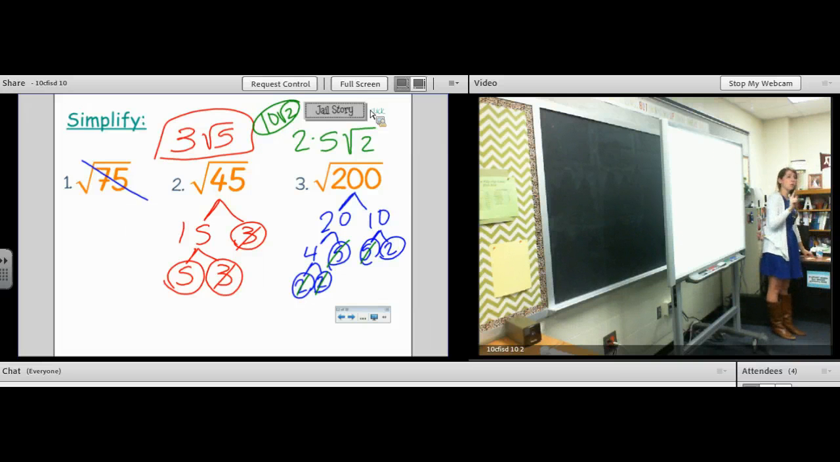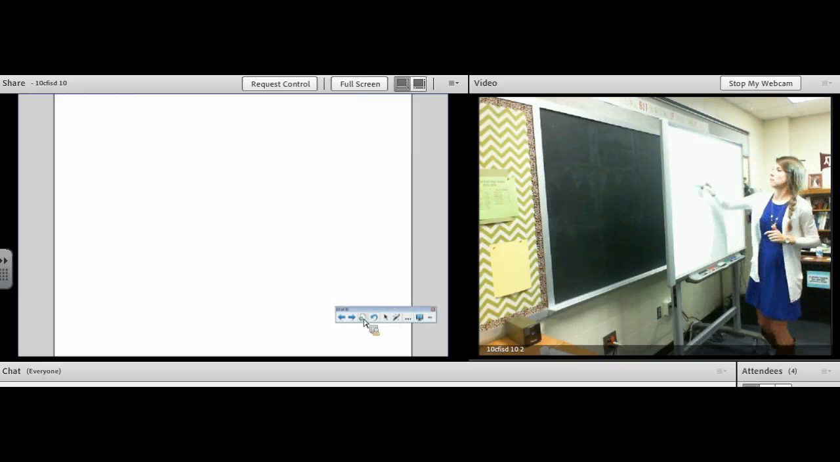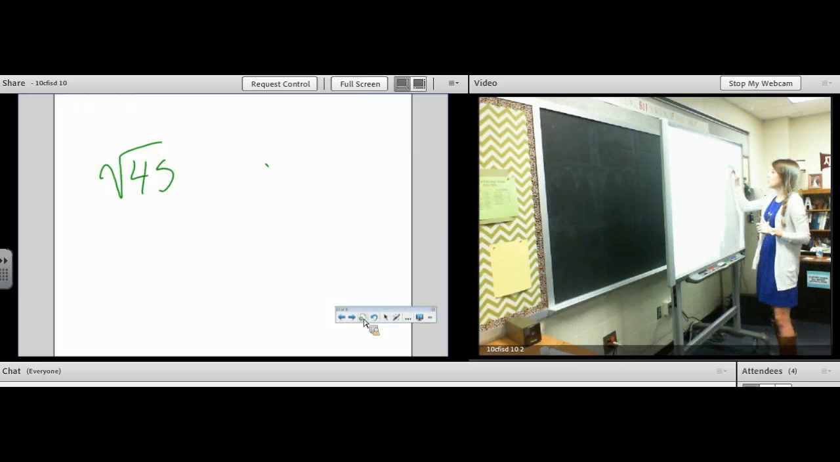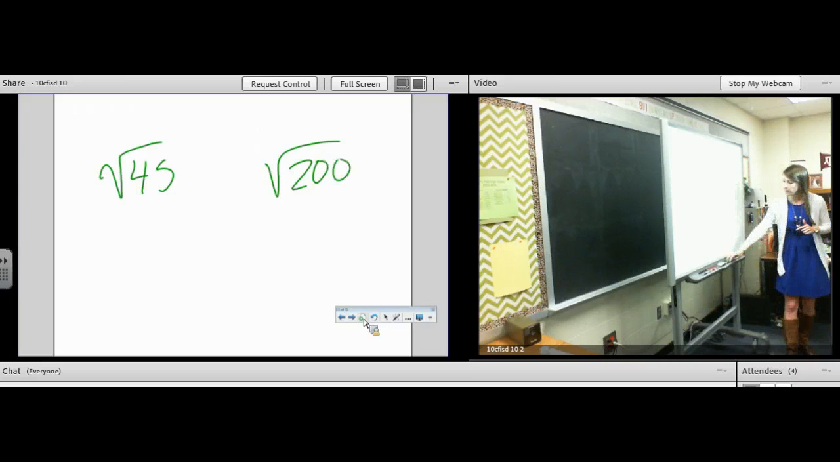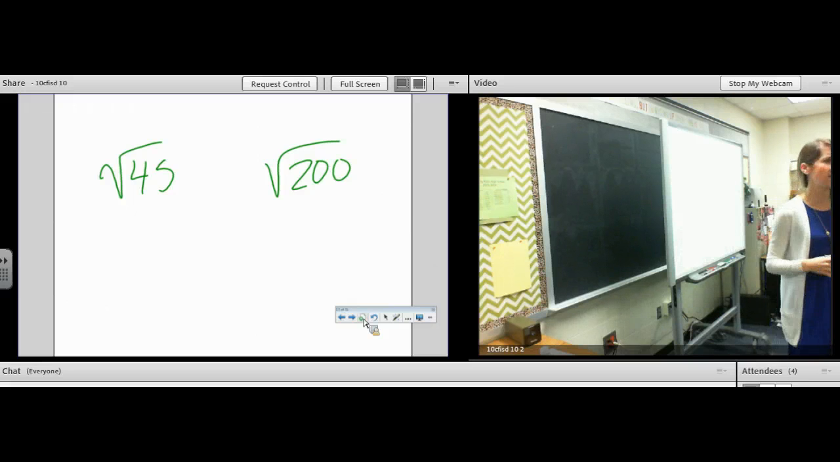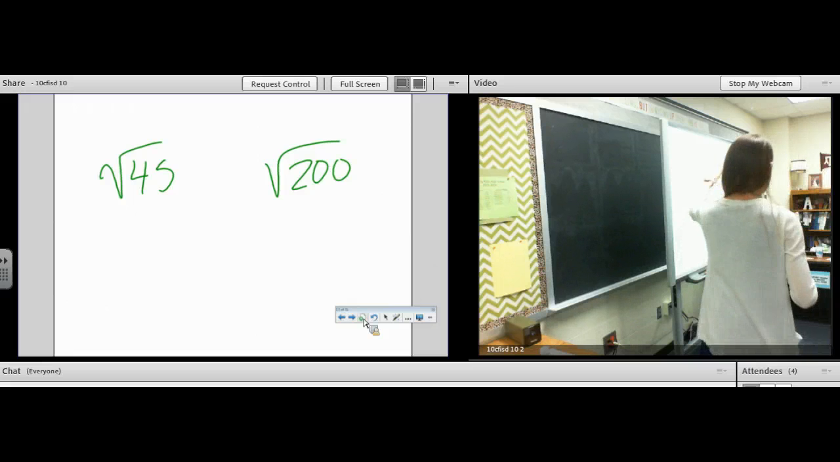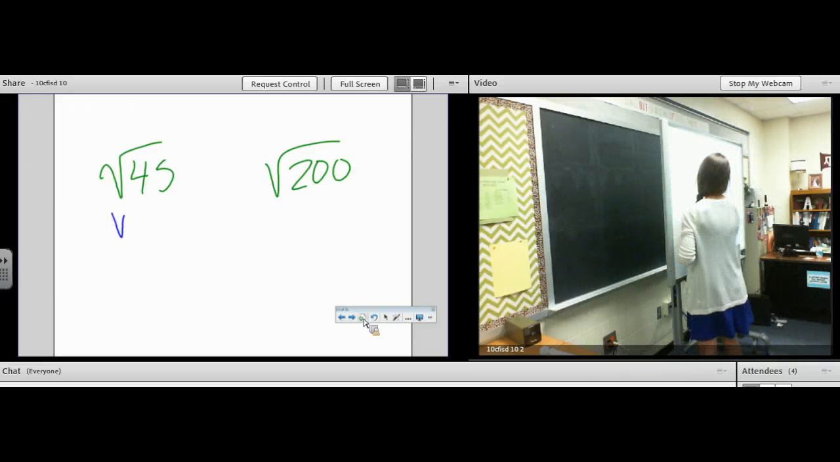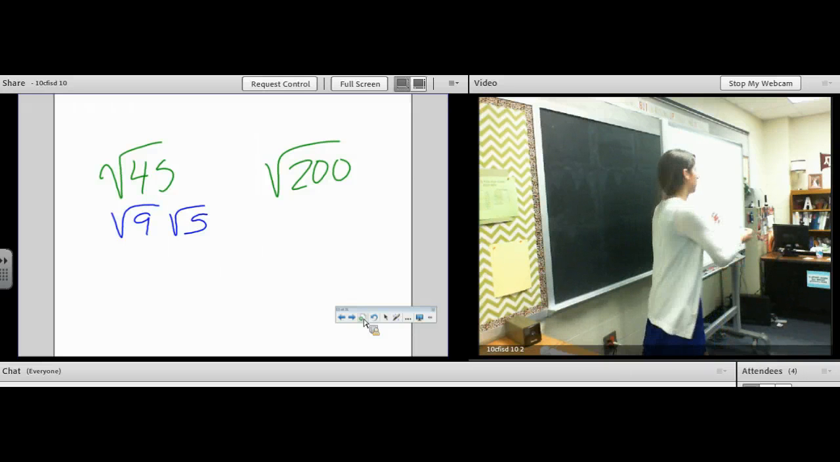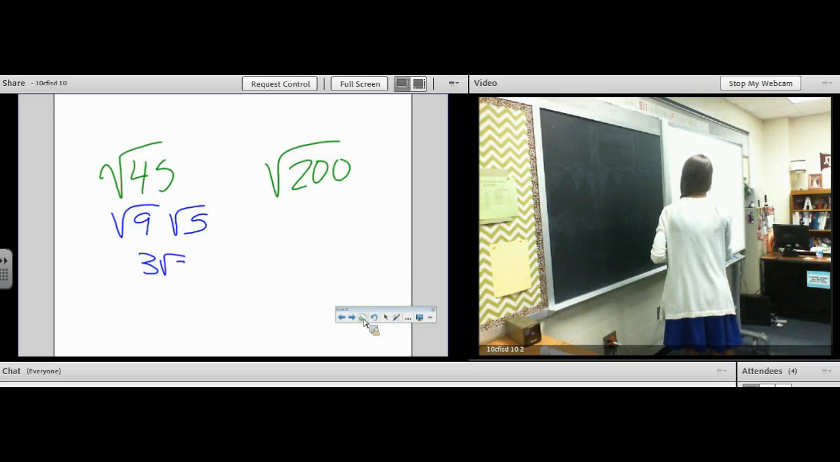Let me show you one more way to do this. This is the only time I'm going to show you, but if you like this way better, you need to do it this way every time. Okay, 45 and 200. If you know your perfect squares really well, and if you have good number sense, then I recommend you find the biggest perfect square that will go into these numbers. So for 45, the biggest perfect square is 9. What's the square root of 9? And you're done. And you didn't factor tree anything.